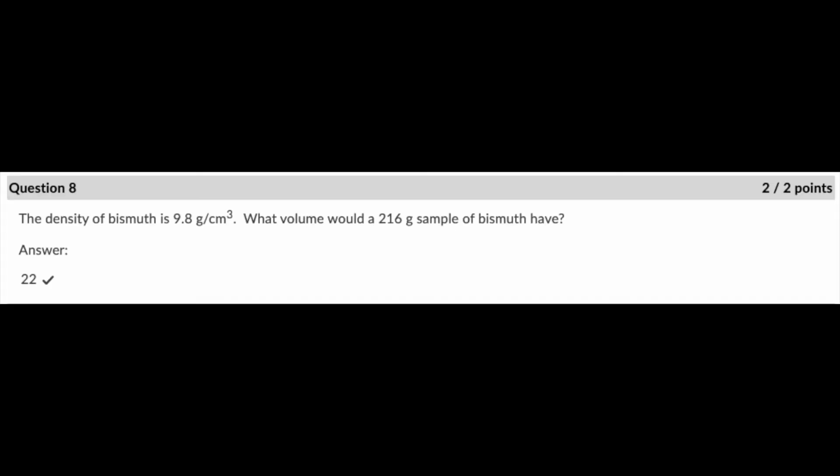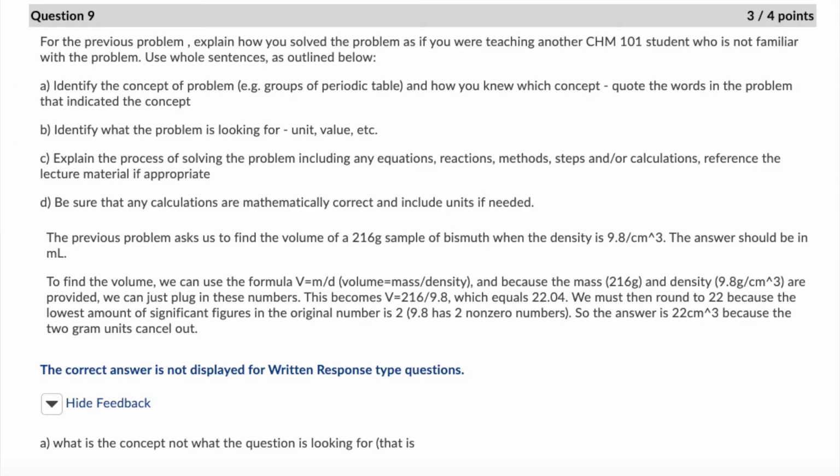So this is the previous question. The density of bismuth is 9.8 grams per centimeters cubed. What volume would a 216 gram sample of bismuth have? And the answer is 22. So rather than explaining what the problem is looking for, I was supposed to explain the concept of the problem, which in this case is the relationship between density, mass, and volume.